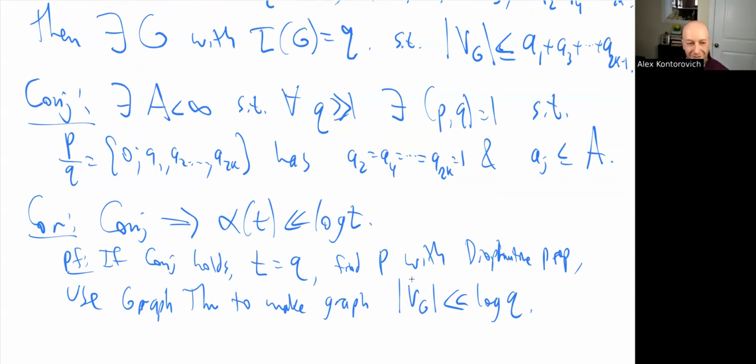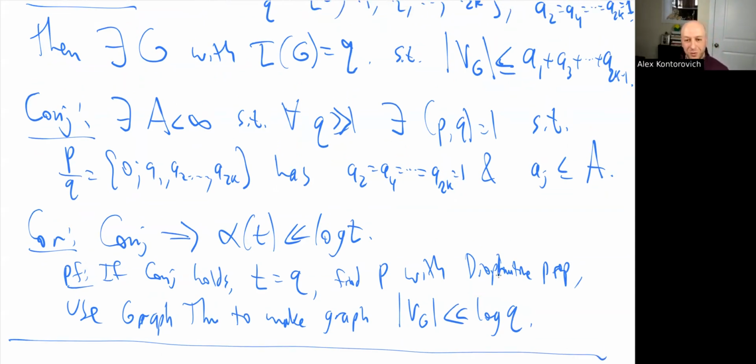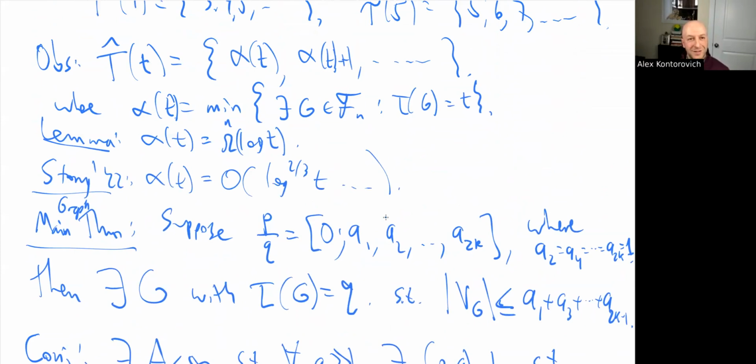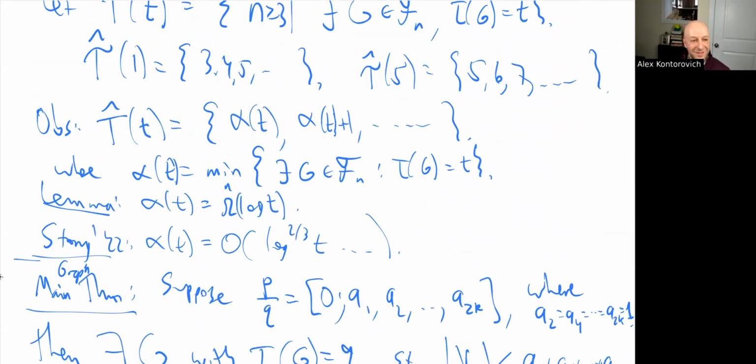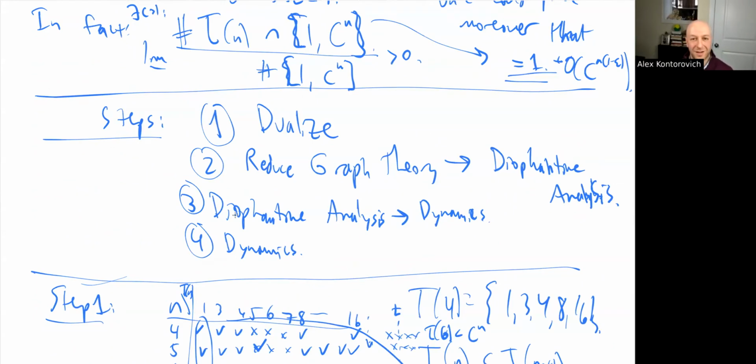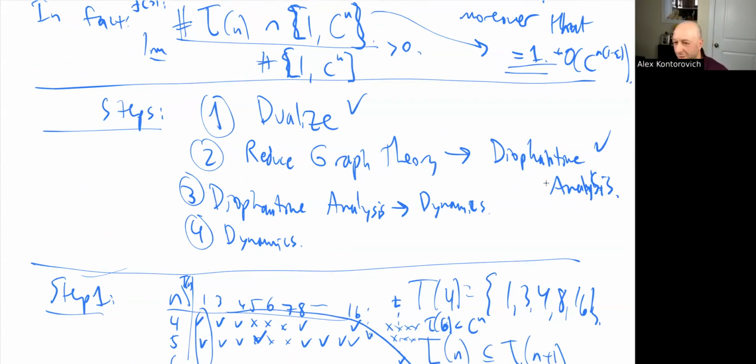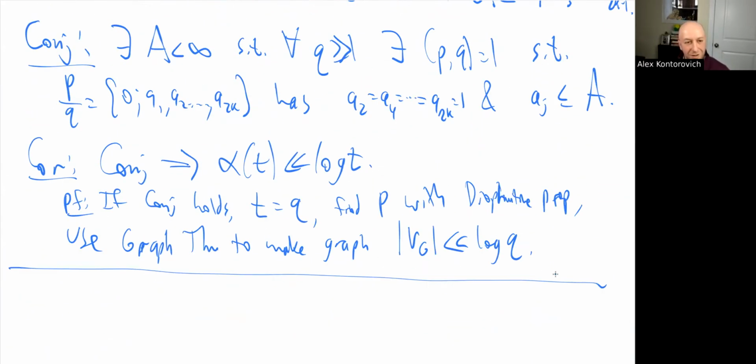So that reduces. This was step 2, I guess. We dualized, and then step 2 is this main graph theorem that reduces graph theory to a question in Diophantine analysis. Now, you don't need the full strength of this conjecture. You don't need that every q occurs this way. You could have 100% of q's. You could even have a positive proportion of q's occurring this way.